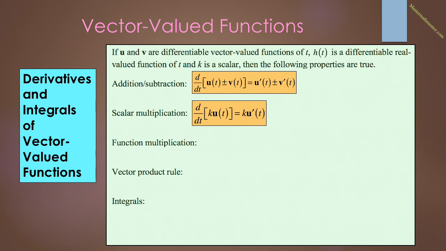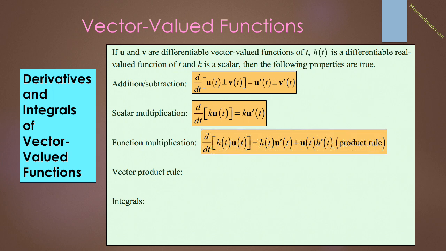Scalar multiplication. The derivative with respect to t of k u of t allows us to take the k to the outside and express this as k u prime of t. Function multiplication. We want to take the derivative of h of t times u of t. Remember that h of t is a real-valued function while u of t is a vector. But the product rule still holds. We look at h of t times u prime of t plus u of t times h prime of t. Our answer will be a vector.